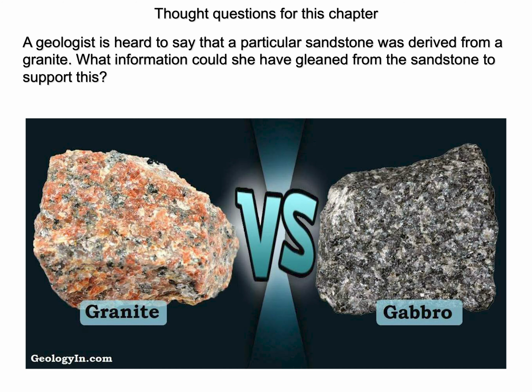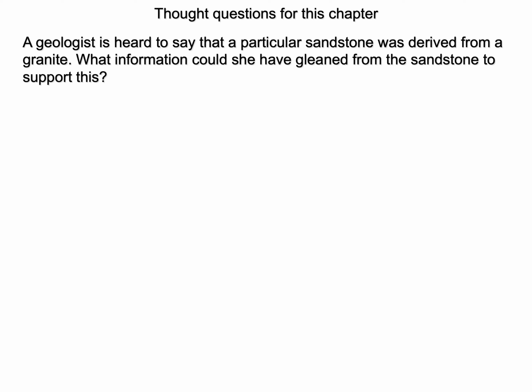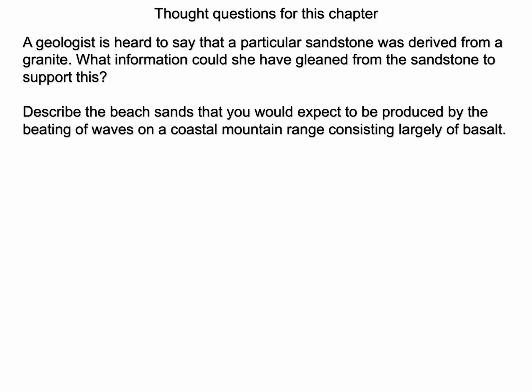Well, think back to what makes up a granite. If the things that make up a granite are found in the sandstone, it's likely that that sandstone came from a granite. Just like if you find a big pile of car parts, it's likely those car parts came from a car. Describe the beach sands you would expect to be produced by the beating of waves on a coastal mountain range consisting largely of basalt.